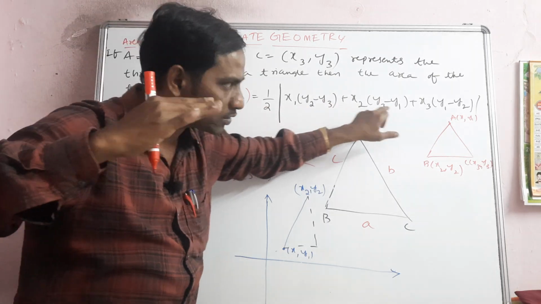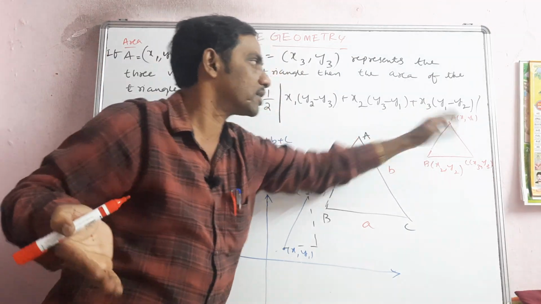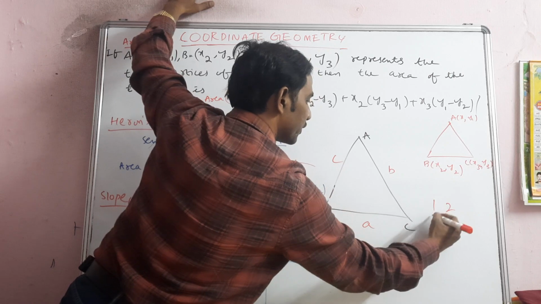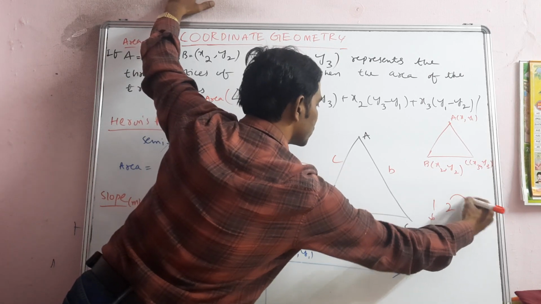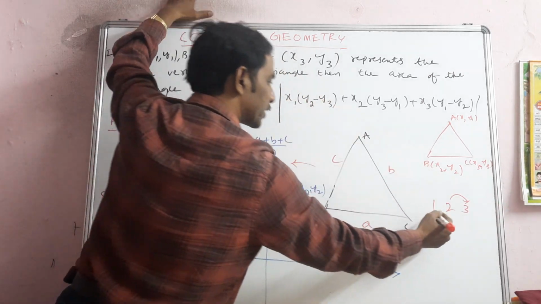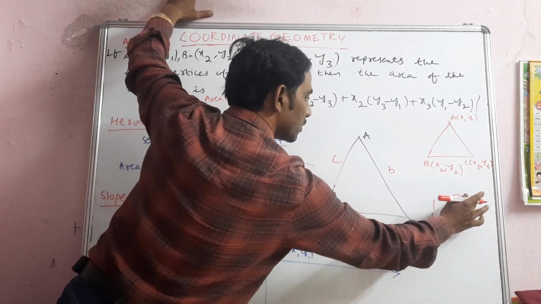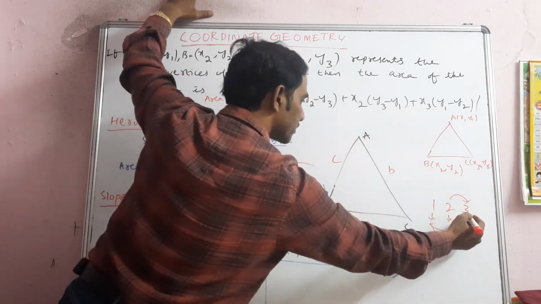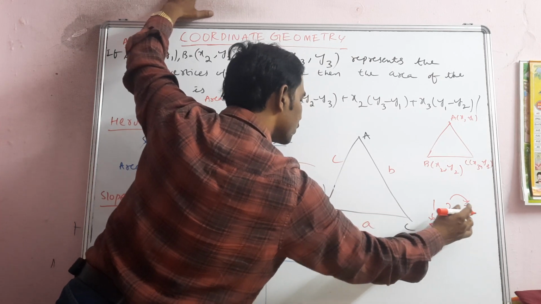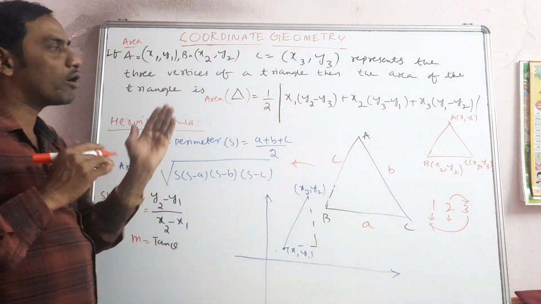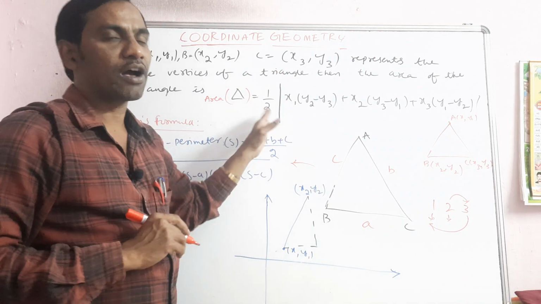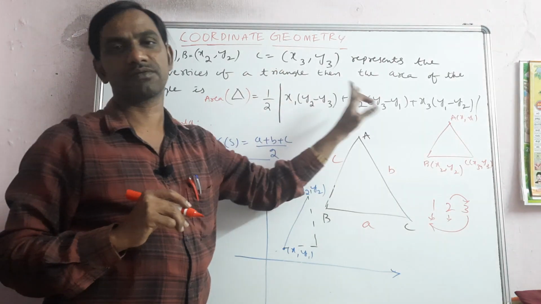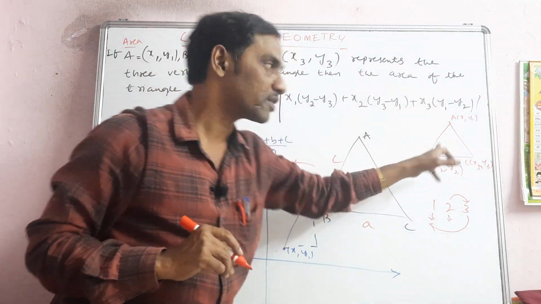Means 1 2 3, 2 3 1, 3 1 2, like that. If you take this as 1, then next is 2 3. If you take 2, then you will come to 3 and 1. And then if you take 3, after 3 you will take 1 minus 2. So that order you remember. So the formula is half into x1 into y2 minus y3, x2 into y3 minus y1, and x3 into y1 minus y2.